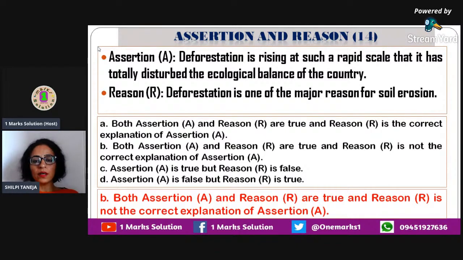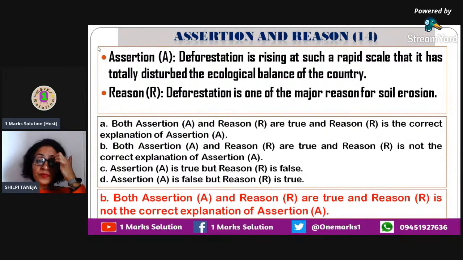of the country. Why? Because see how trees are helping us. They are absorbing the harmful gases, that is CO2, and they are giving us oxygen. So when we are cutting down the trees, they are definitely changing the environment, the presence of the gases in the environment. So it is disturbing the ecological balance of the country. That is a true statement.